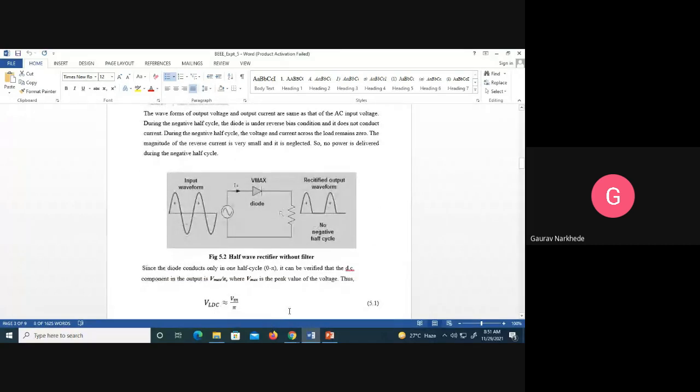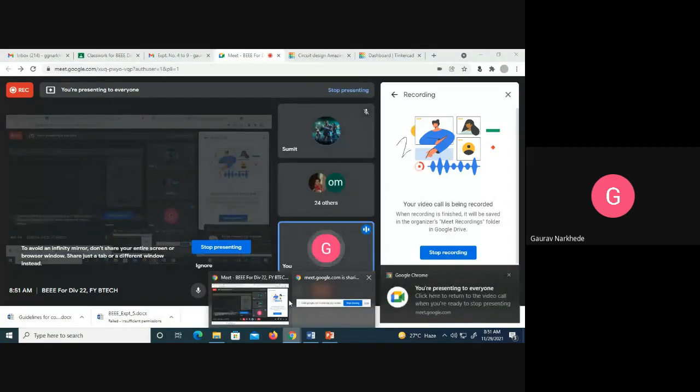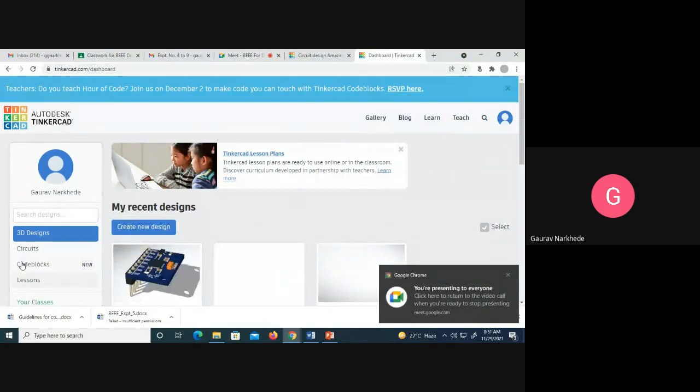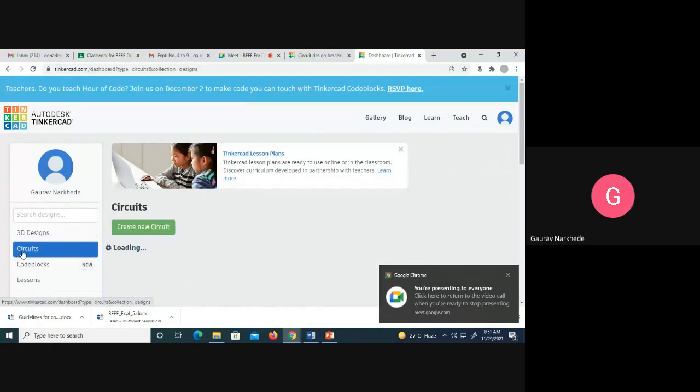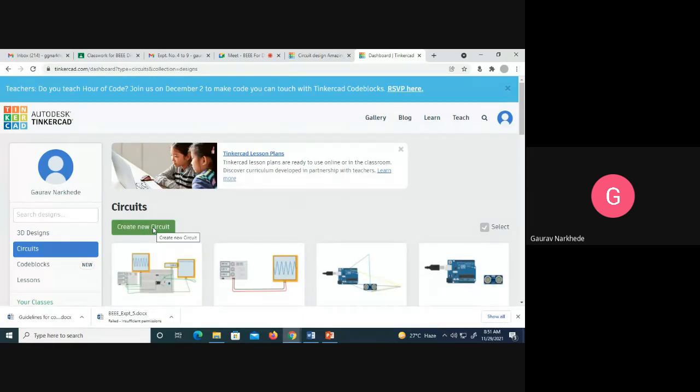So half wave rectifier, first of all we will try to build this circuit on Tinkercad. Am I audible clearly? Yes, sir. Okay, so again, we want to go on Tinkercad. So I will just go on Tinkercad and open the circuit, right? And I will create a new circuit, although I have a circuit of this created, but I will just show you how to create it.